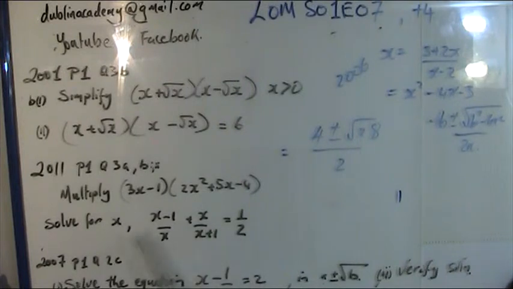So we multiply across the top by the LCM. It's a big long equation, and they cancel out and make a linear equation, and we can solve it from there. Now this is another important question from 2007, paper 1, question 2c.